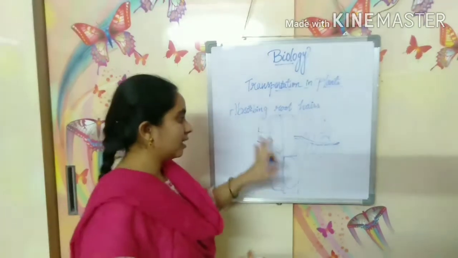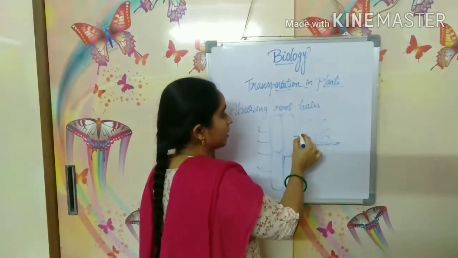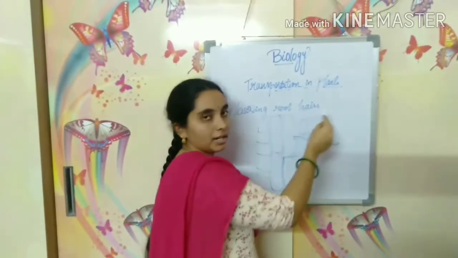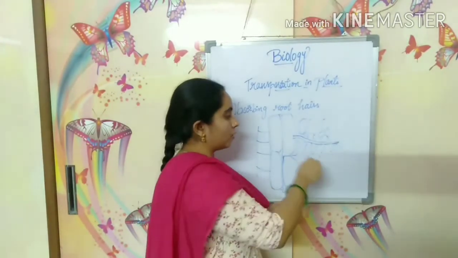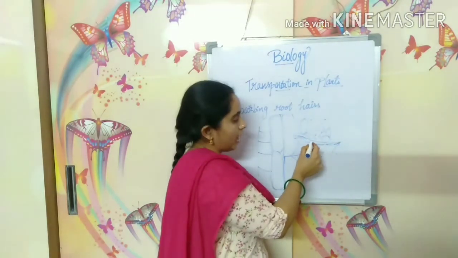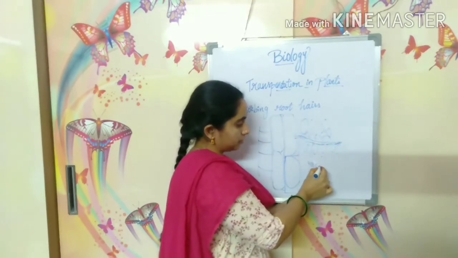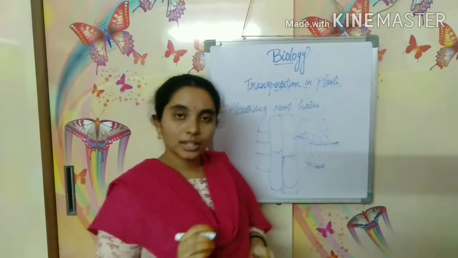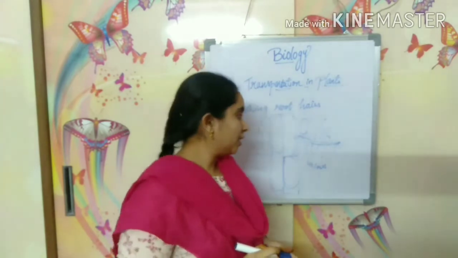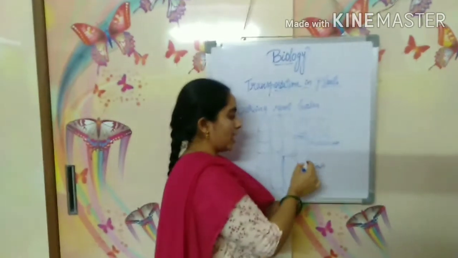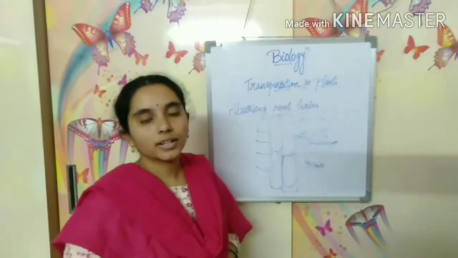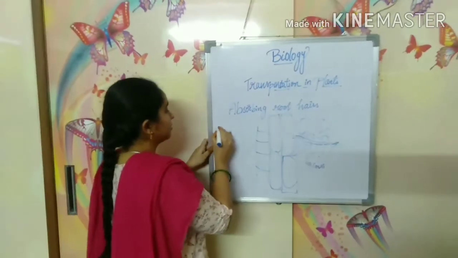If you see here, consider these as soil particles. There are so many soil particles present around the root hair. If this is the root hair, the root hair will have a vacuole. You already know that plants have vacuoles to store food and water. In the same way, these root hairs will have a vacuole. Okay, so you have already seen about osmosis.